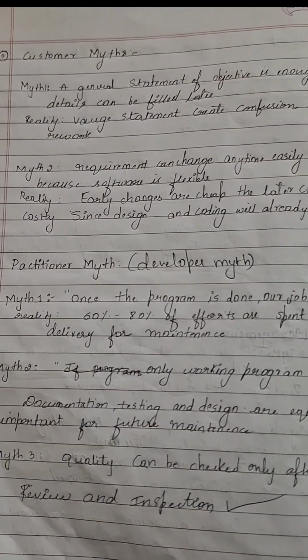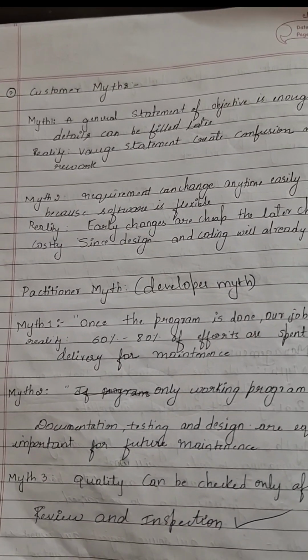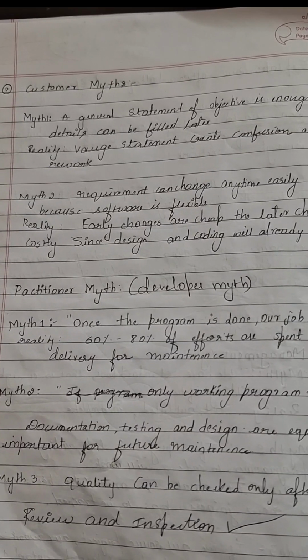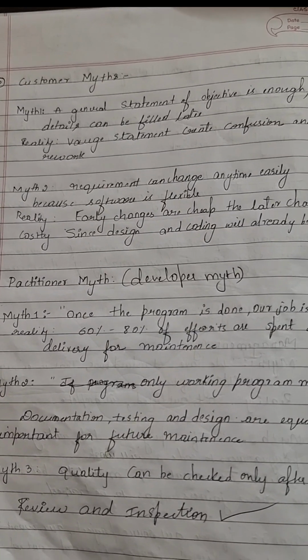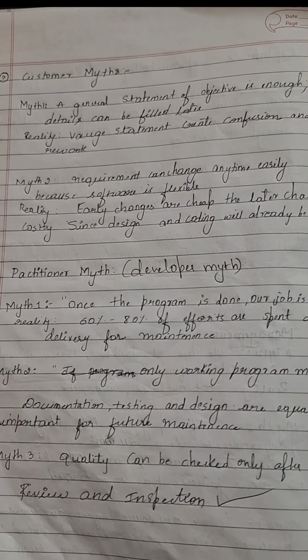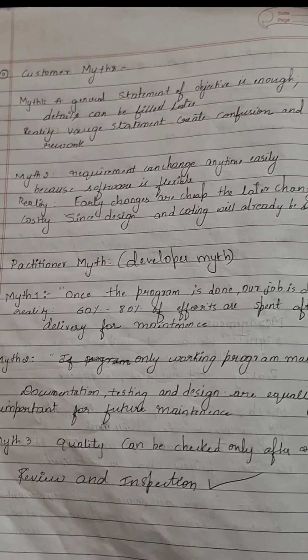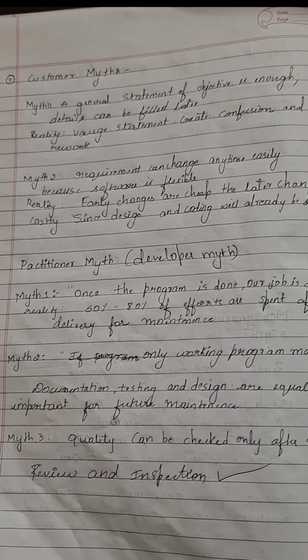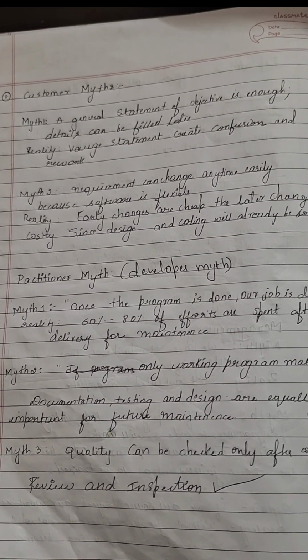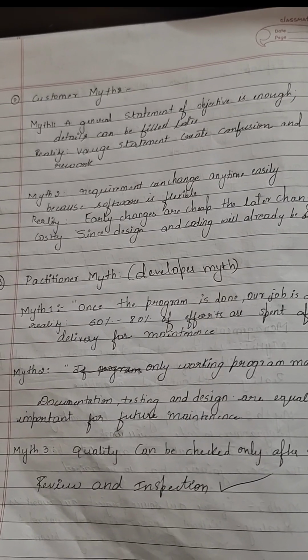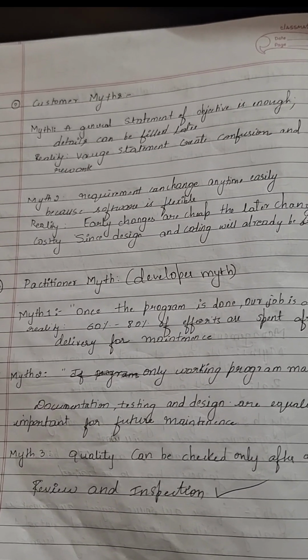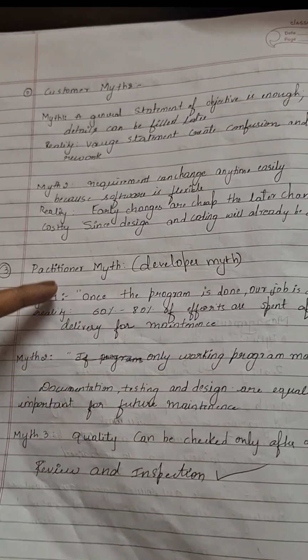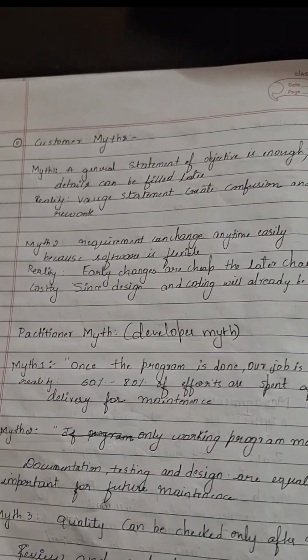Next we have customer myth. In customer myth we have two myths: a general statement of objective is enough, details can be filled later. And in myth 2, requirements can change anytime easily because software is flexible. In practitioner myth we have: once the program is done, our job is done. Next in myth 2 we have: only a working program will matter. And myth 3, quality can be checked only after coding. These are the realities that I have given. You can go through that.